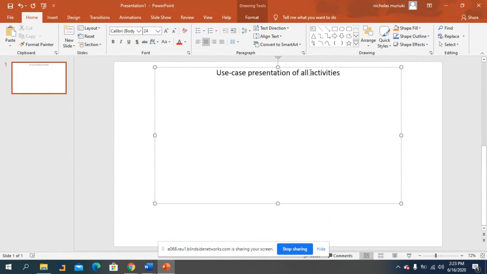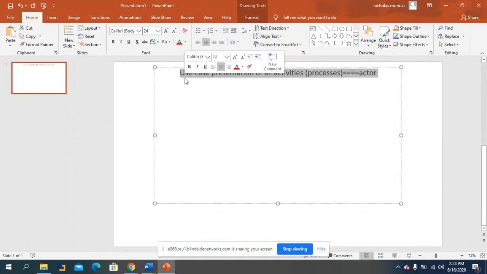Presentation of our activities. And if you look at these activities, we can sometimes call them processes. So it is a presentation of processes. And these processes, they must be performed by who? A person. This person is called an actor. So in our own interpretation, we must try to create a correlation or some relations between activities and an actor. You're supposed to make sure that now there is a relation between an actor and another actor. We must always show the symbolic presentation of an actor and a process in this scenario.